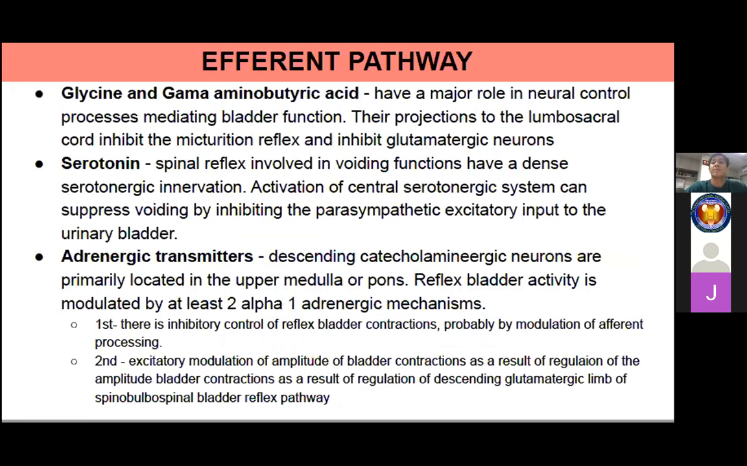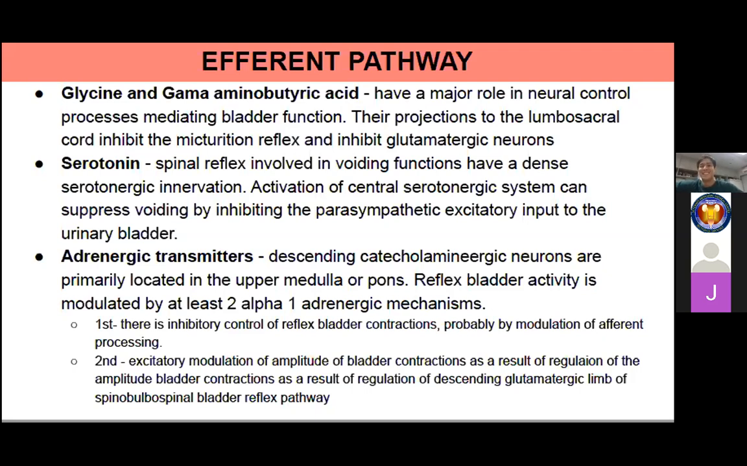So in the efferent pathway, there are a lot of factors that can have a major role in the pathway. So you have the glycine and the gamma aminobutyric acid. They have a major role in neural controls, mediating bladder function. Their projection to the lumbosacral cord inhibit the micturition reflex and inhibit glutamatergic neurons.